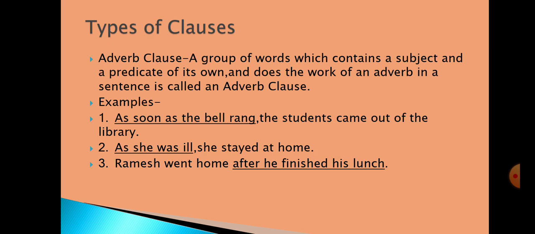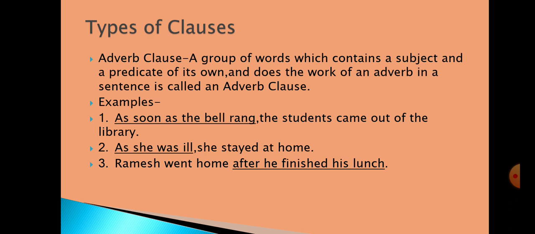There is one thing which you have to remember in your mind while identifying the dependent clauses. Dependent clauses begin with subordinating conjunctions. As she was ill, she stayed at home. Here the underlined part is an adverb clause. She stayed at home is an independent clause.